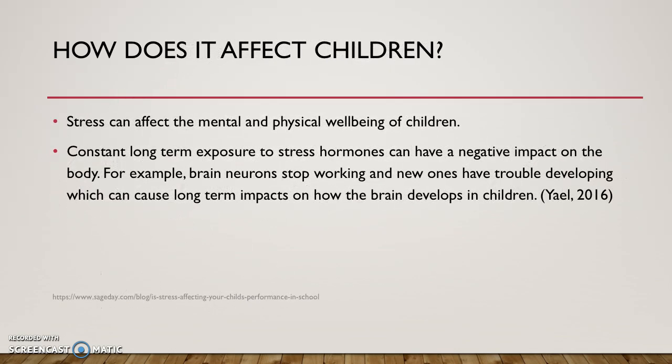So how does it affect children directly? As we have talked about before, stress can affect the mental and physical well-being of children. But to focus on more of a scientific side, constant long-term exposure to stress hormones can have a negative impact on the body. Brain neurons stop working and new ones have trouble developing, which can cause long-term impacts on how the brain develops in children.